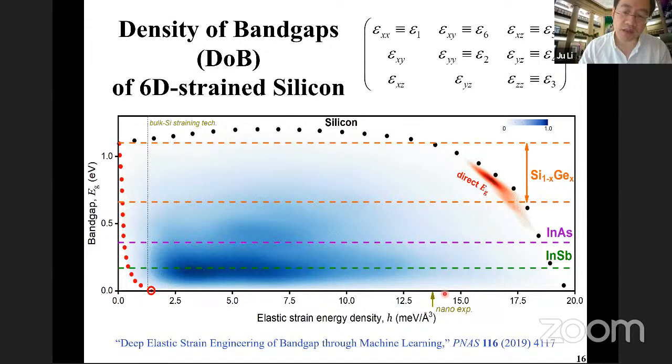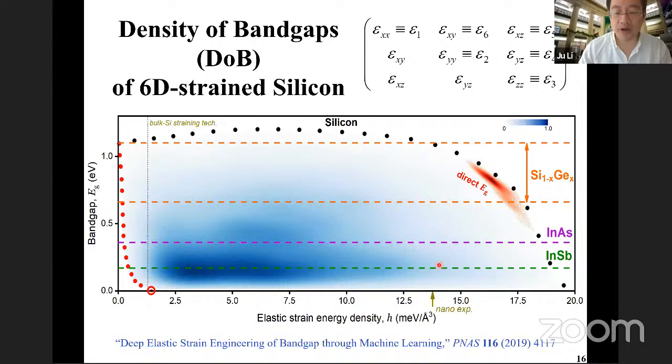All right, so coming back to unstrained silicon. Unstrained silicon is 1.1 electron volt. If we pay attention to this line here, this is the cheapest way to reduce the band gap of silicon, with the least amount of elastic strain energy, because this is a lower bound of this density of band gap plot. It turns out that you can't increase the band gap a lot, but it's very easy to find the strains to reduce the band gap of silicon. And you really don't need to do a lot to make silicon an infrared detector or even make it metallic compared to where we already achieved.